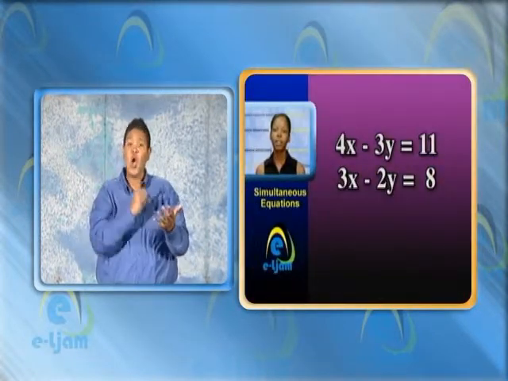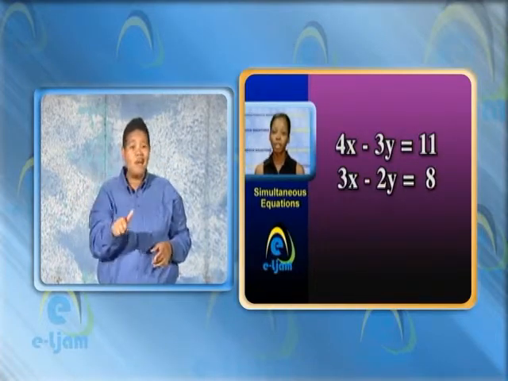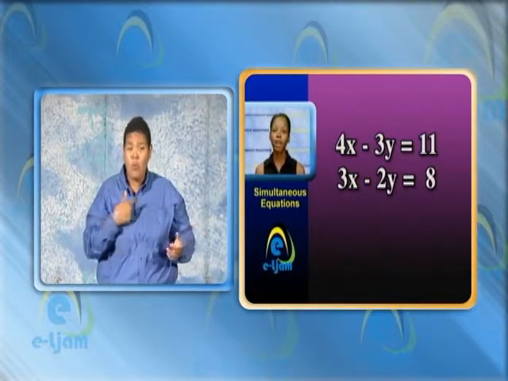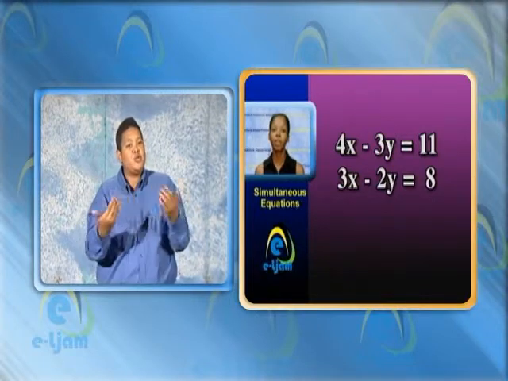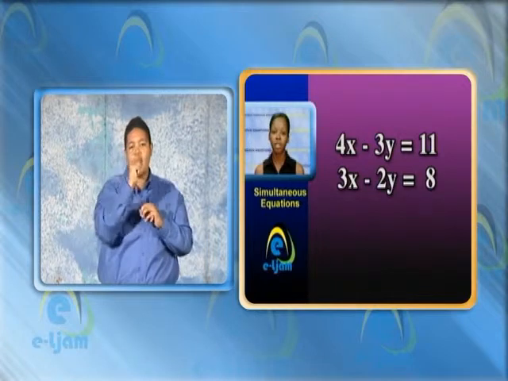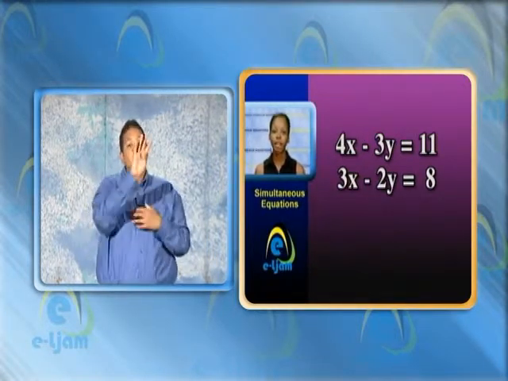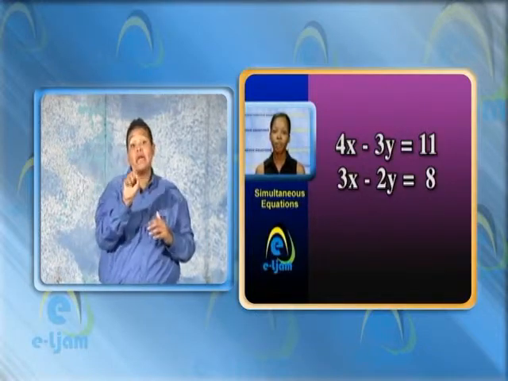Sometimes we are given a pair of equations in which none of the coefficients are numerically equal. In this case, we multiply one or both equations by constants to form new equations with equally numerical coefficients for one of the unknowns. Let us look at the equations 4x minus 3y equals 11 and 3x minus 2y equals 8.